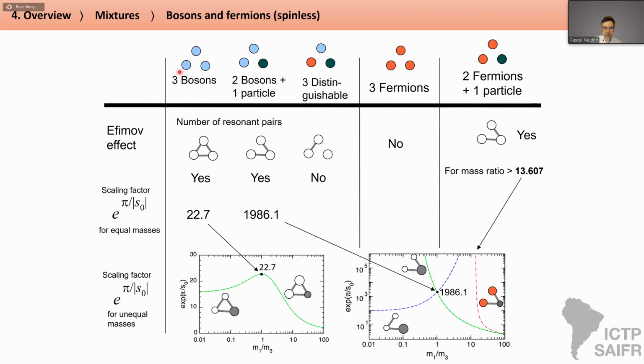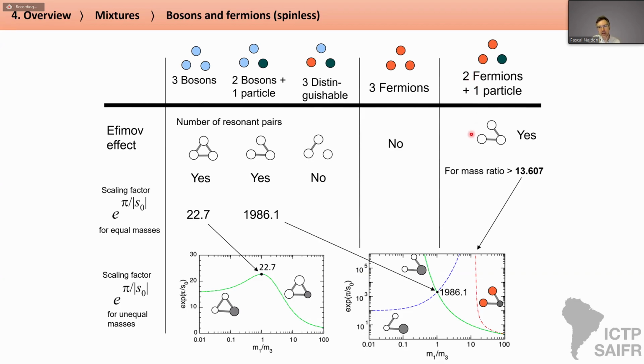classes of 3 particles. Now there's the case when we have 3 identical fermions. And by identical I mean in the same internal state. So what are called polarized fermions, and that we've seen already. We've seen that you cannot have the Efimov effect because they cannot interact in the S wave. They can only interact in the P wave, and then we've seen that the situation is different for P wave, so no Efimov effect.